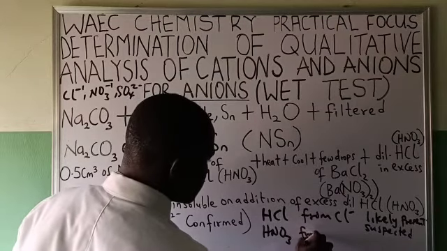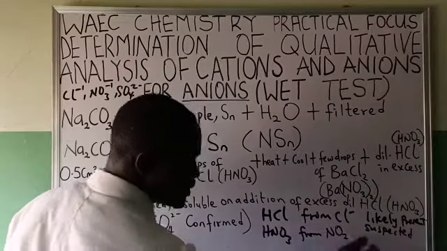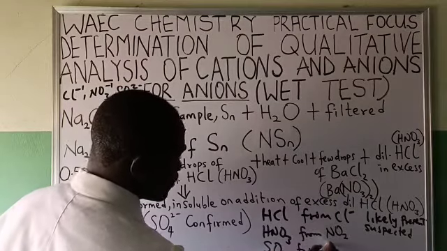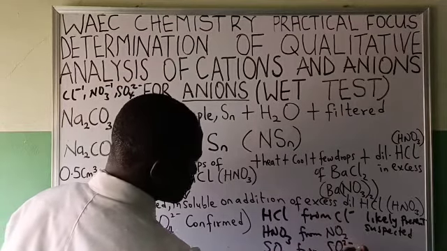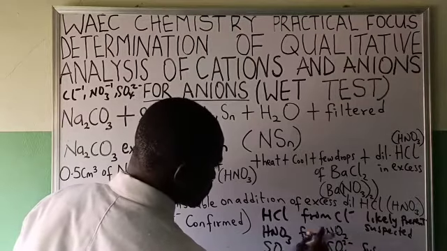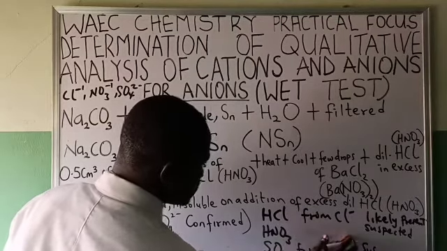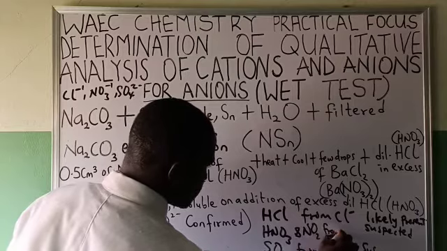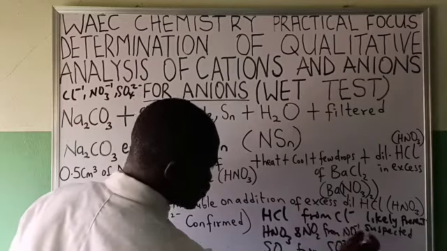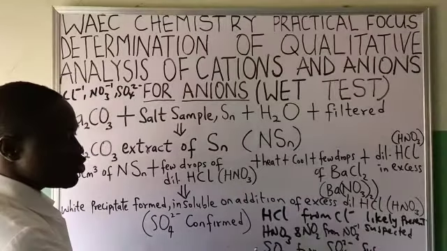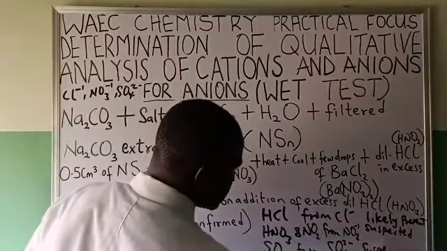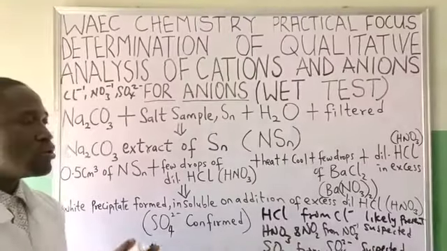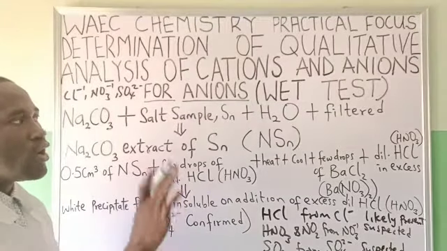HNO3 from NO2 suspected or likely present. SO2 from SO4 2- suspected. HNO3 and NO2 from NO3 minus suspected or likely present. SO2 from this suspected or what? Likely present. So we are using these terms to write in your inference part.